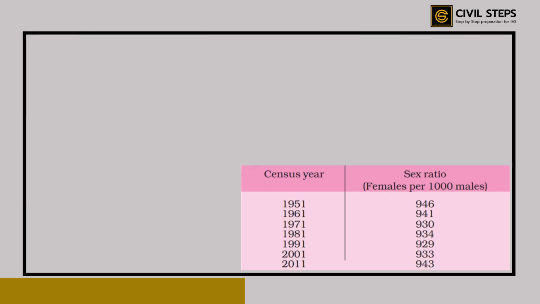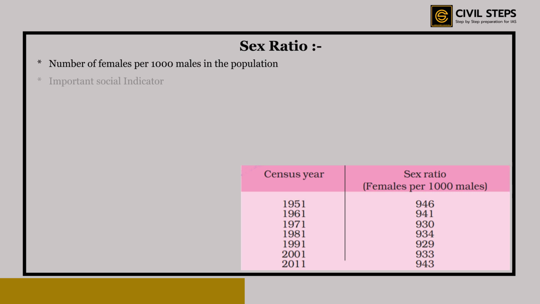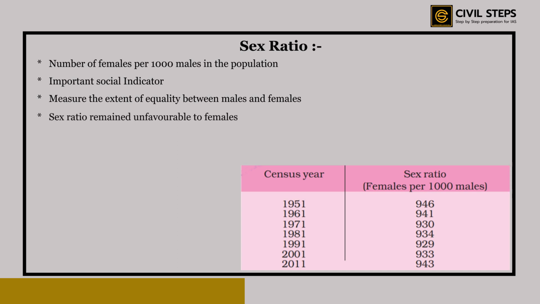Now let us discuss the second characteristic of the population, that is the sex ratio. Now what is sex ratio? Sex ratio is defined as the number of females per 1,000 males in the population. This information is an important social indicator to measure the extent of equality between males and females in a society at a given time. The sex ratio in the country has always remained unfavorable to females.